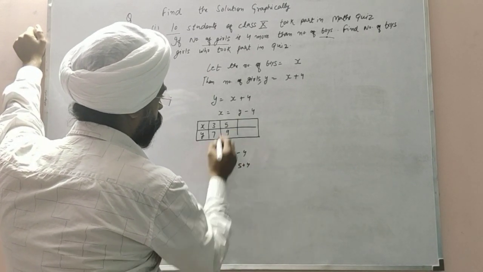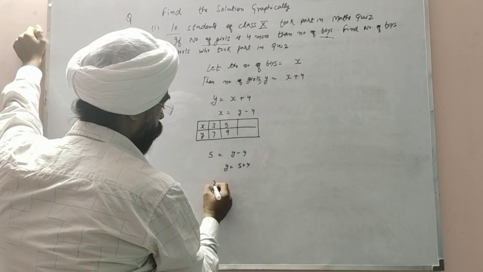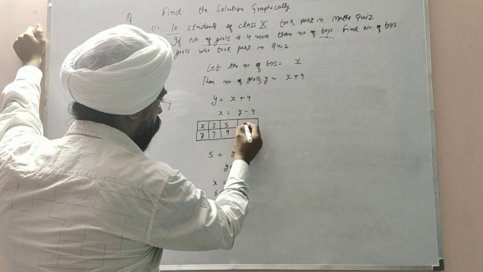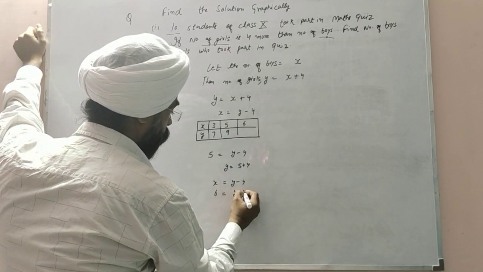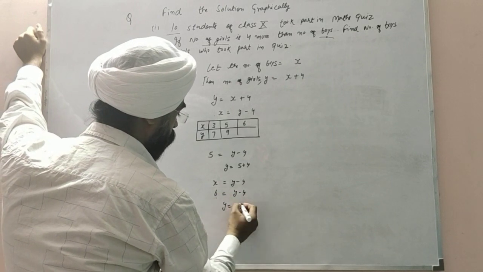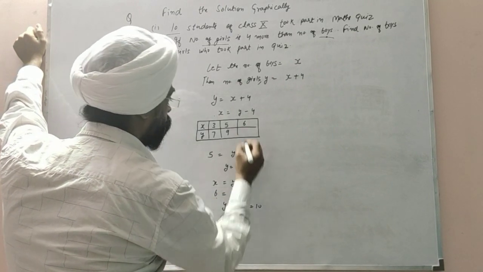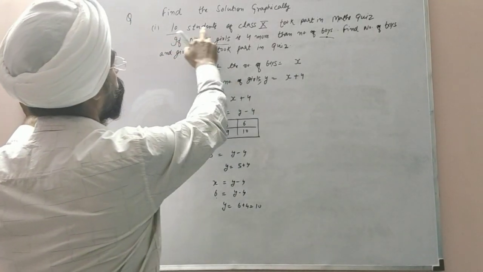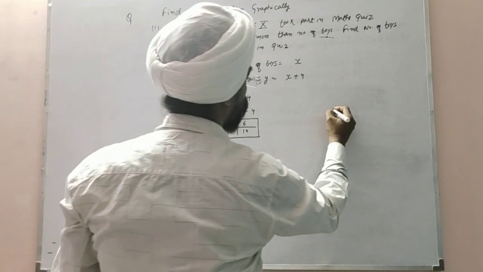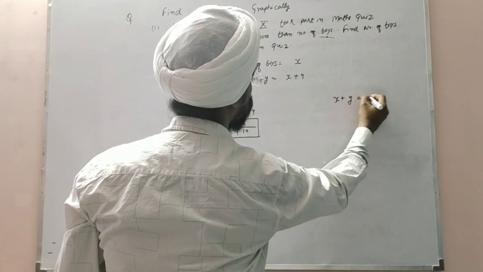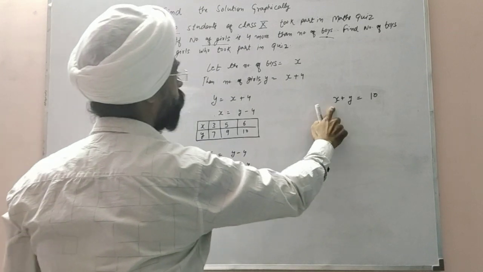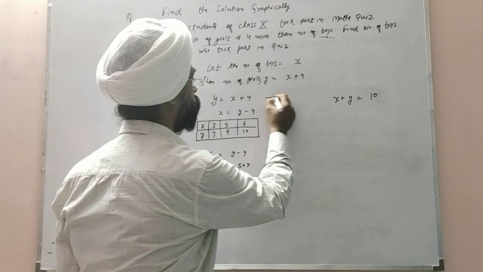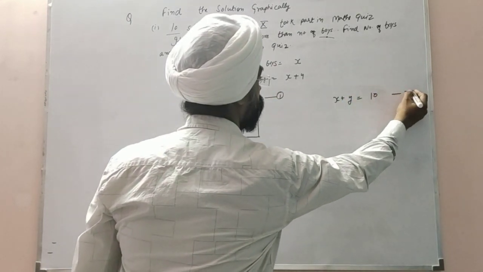Take x as 6, put it in x equal to y minus 4. Then y will be 6 plus 4 equal to 10, so y will be 10. And the second equation: you are given 10 students of class 10th, so x plus y equal to total students equal to 10. Total students are 10, x and y will give you 10. This is our second equation. This is the first equation, this is the second equation.